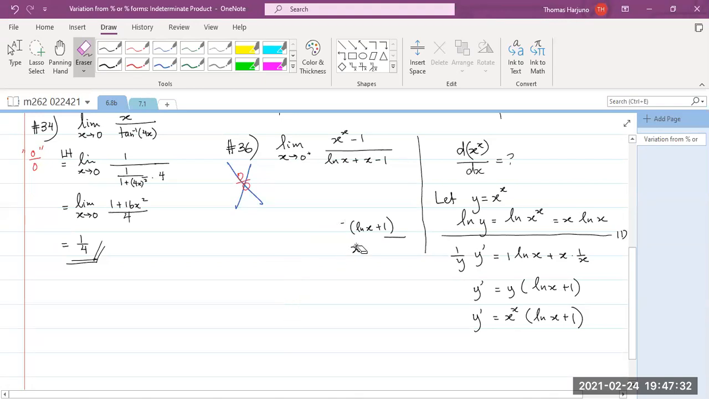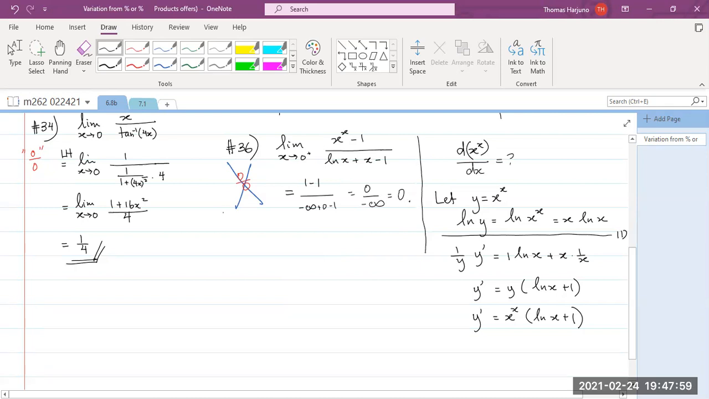Doesn't ln x go to negative infinity? That's right. And the thing is, this will be 0. I mean, to be more precise, 1 minus 1 over negative infinity plus 0 minus 1. That's 0 over negative infinity. That's 0.